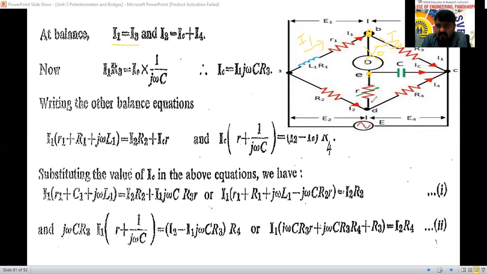Next, if the bridge is balanced here now, what will happen? The I2 current will come here, but it will get two parallel paths here now. Some current will flow here, some current will flow here. So I2 equal to I4 plus IC. We can write like this. I4 plus IC. Yes, sir. So I2 equal to IC plus I4 we have written here.